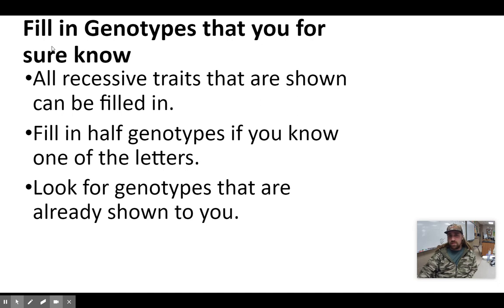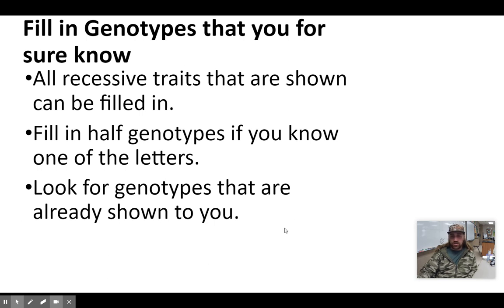Number 2, fill in the genotypes that you for sure know. If you know that it is going to be recessive, fill in the recessive traits. If you know it is dominant, maybe put one of the letters in there. Make sure you know that it at least has to have one capital letter. Fill in everything that you know. Fill in half genotypes if you know one of the letters. If you know it's going to be at least one dominant trait, you might not know if it's heterozygous or homozygous, so fill the first letter in. You can go back and fill in the second letter later.